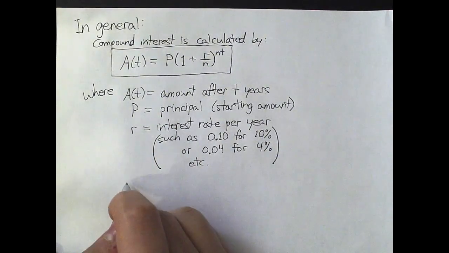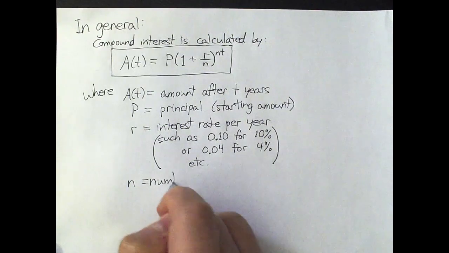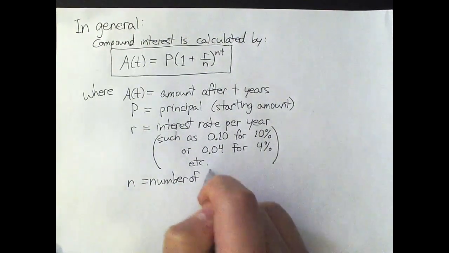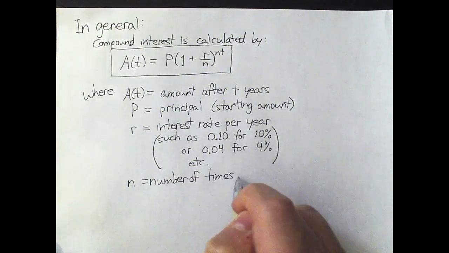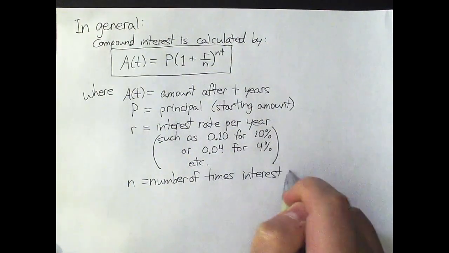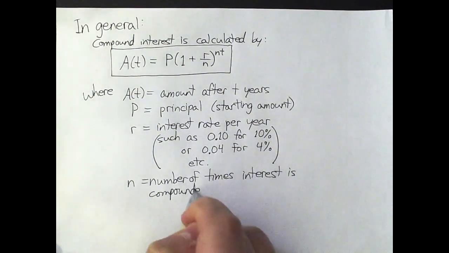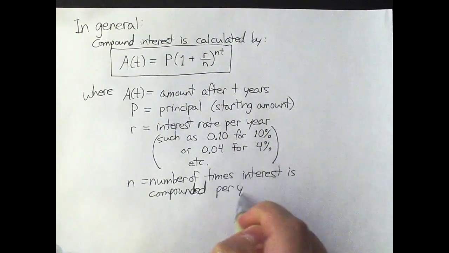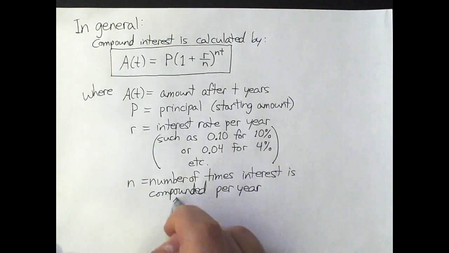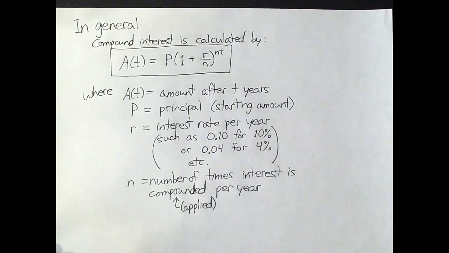A couple of other things I need to tell you what they are. Maybe just one more thing, which is n. What is n? In this context, n is the number of times that interest is compounded per year. And compounded is just another word for applied. Like how many times is interest applied per year?